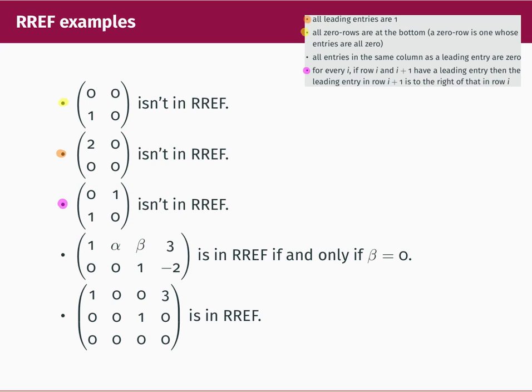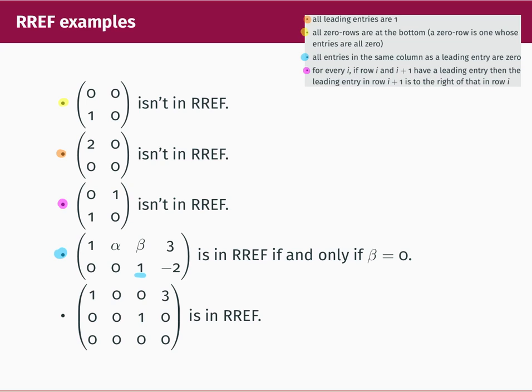Moving on to this matrix here. This time, this matrix is in row-reduced echelon form if and only if beta is equal to 0. The reason for that is that row 2 contains a leading entry right here. This 1 in row 2 is a leading entry. Condition 3 for row-reduced echelon form is that all entries in the same column as a leading entry must be 0. So if this is going to be in row-reduced echelon form, then beta must be 0, because that's an entry in the same column as a leading entry, namely the 1 in row 2.